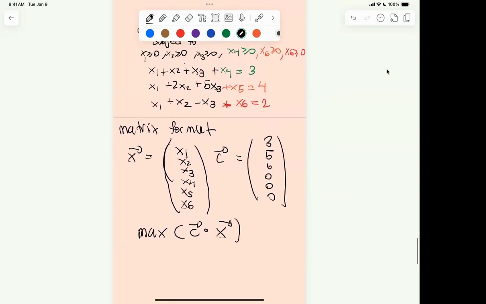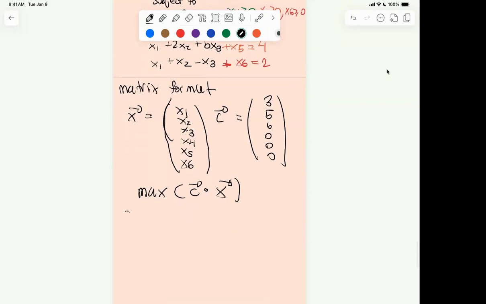And then all these inequalities, x1 greater or equal to 0, x2 greater or equal to 0, up to x6 greater or equal to 0, can be written very conveniently as just the vector x greater or equal to 0, right? Because that's just saying that every single entry is non-negative, okay?